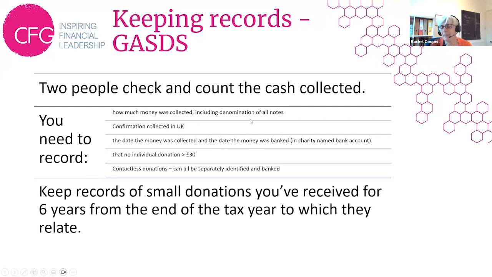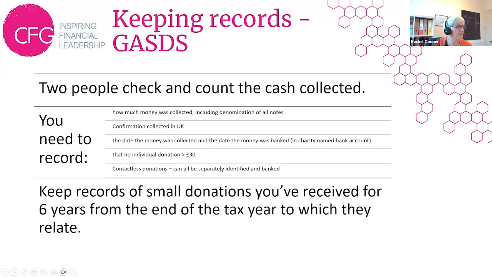But you talk about how much money is collected, including the denomination of notes. If you haven't done that, go back to your paying-in slip to the bank from when you've done something, and it may well be that you can cobble something together. I did something with a church, and they managed to reclaim some Gift Aid money because they had recorded their money in a way that meant they could go back and show the denominations of notes, all that kind of stuff. So you have to confirm that it's collected and banked in the UK.